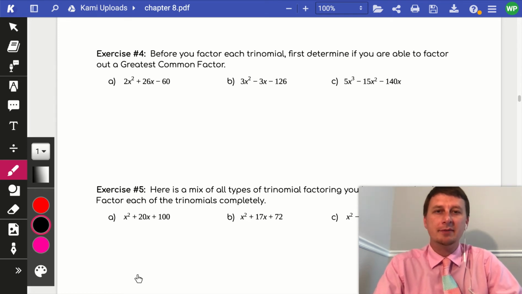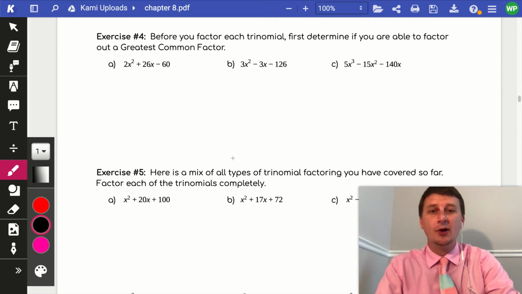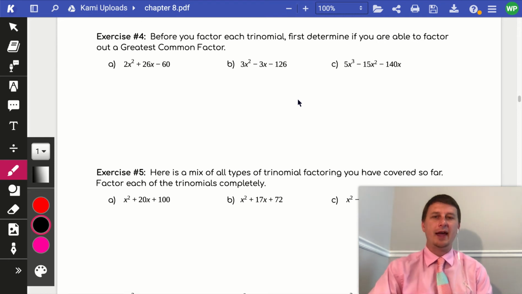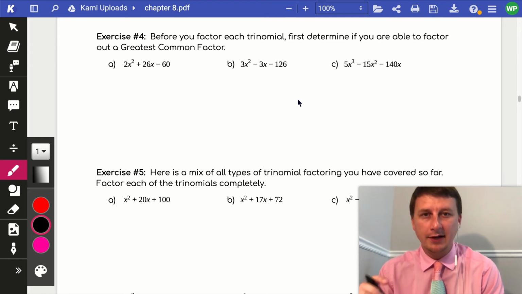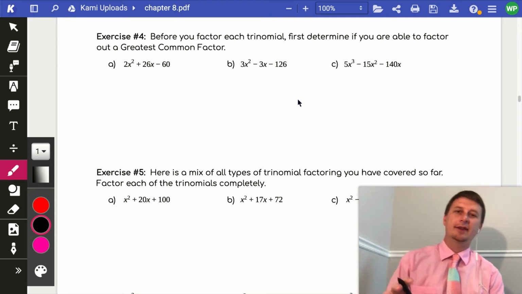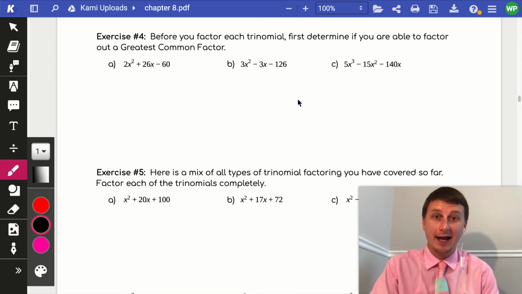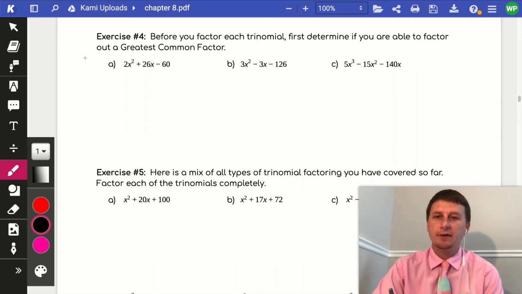In this video, we're going to be taking a look at exercise number 4, which is a continuation of our simple trinomial factoring. In exercise number 4, it says, before you factor each trinomial, first determine if you are able to factor out a greatest common factor. So this takes everything we learned from lesson 1 and now combines it with what we're learning in lesson 2.